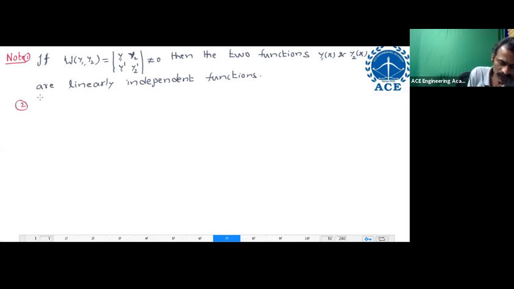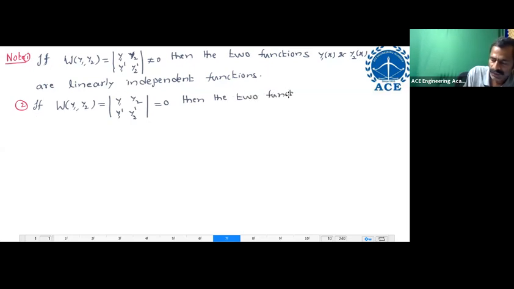Next, note point 2. If W of y1, y2 equal to the second order determinant y1, y2, y1 dash, y2 dash equals 0, then the two functions y1 of x and y2 of x are linearly dependent functions.